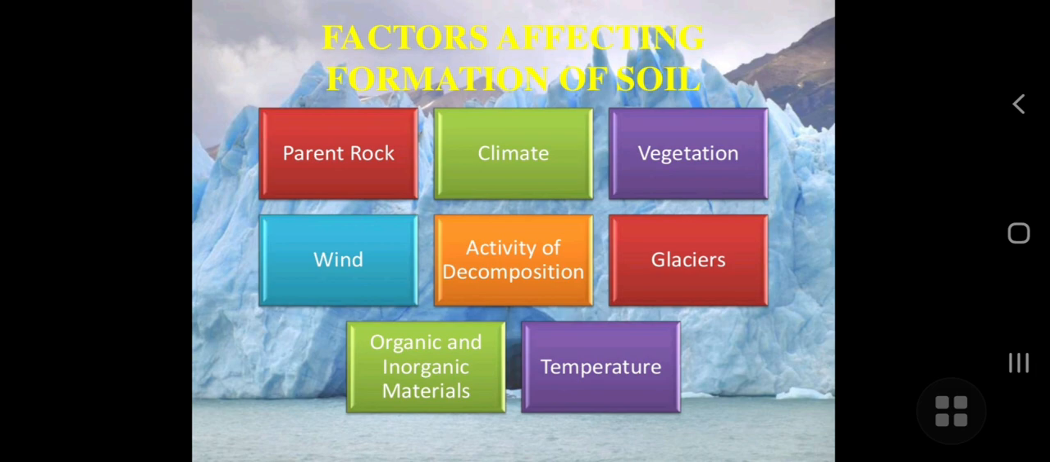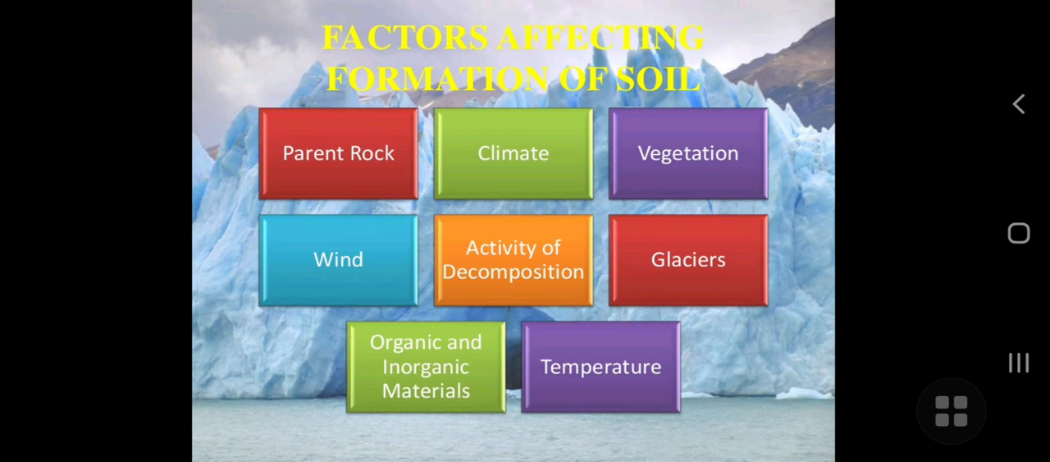Now, relief influences. It is also one of the most important factors of soil formation. Relief influences the process of soil formation in many ways, the most important being the slope of the land. Steep slope encourages the swift flow of water, so steep slopes usually have a thin soil layer. The areas of low relief or gentle slope generally experience deposition and have deep layers of soil.